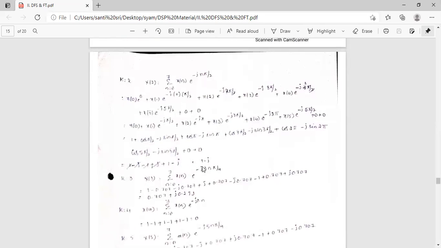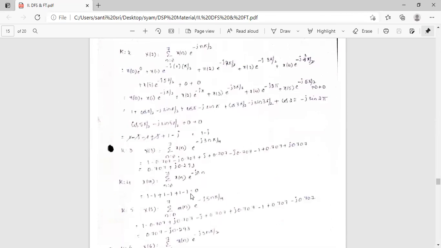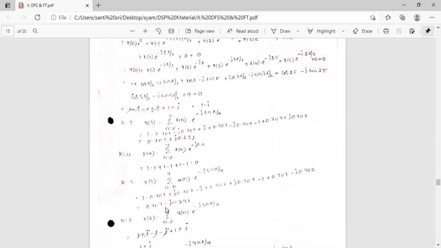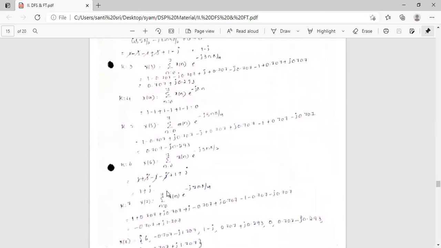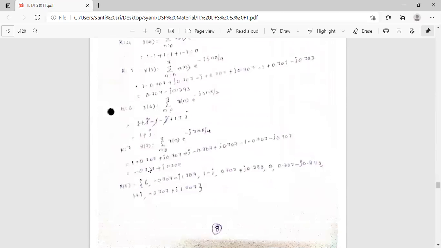In the same manner, if you substitute the value of k equal to 3, k is 3 and n is 1 to 3 up to 7. So by substituting these values, we will get the x of 3 value is 0.707 plus j 2.293. Similarly, for k equal to 4, x of 4 is 0. For k equal to 5, x of 5 is 0.707 minus j 0.293. For k equal to 6, x of 6 is 1 plus j. For k equal to 7, x of 7 is minus 0.707 plus j 1.707.